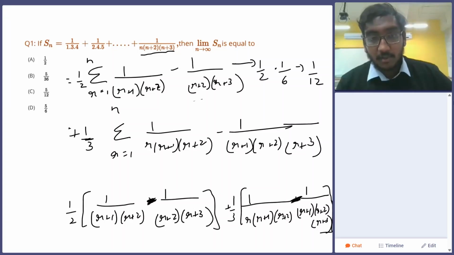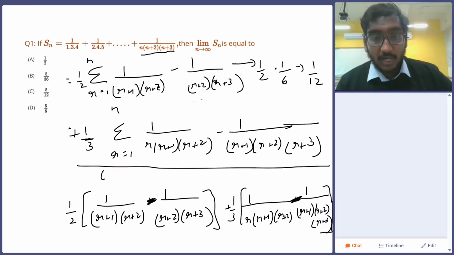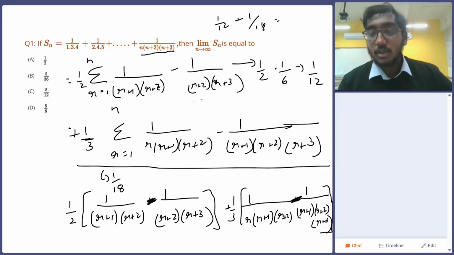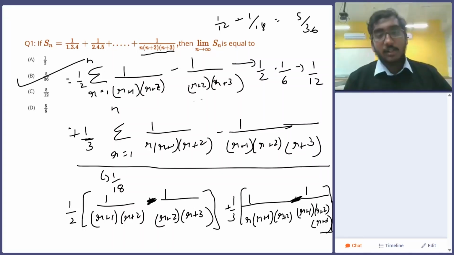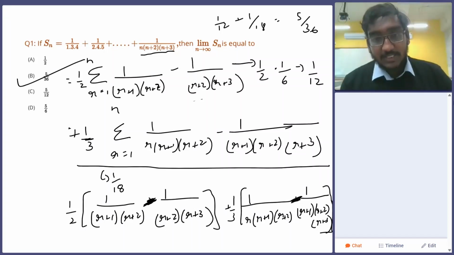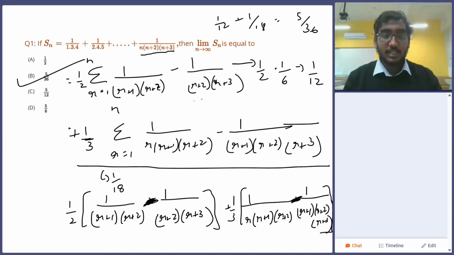So the final answer is what? 1 by 12 plus 1 by 18, okay? You have to add it. Yes, 1 upon 12 plus 1 upon 18. That will be same as what? 5 by 36, okay? So that is the answer. That is option B, okay? So by mistake, I was saying it as negative and I have entered it here as positive. Okay, it should be negative. Okay, just make note of it.